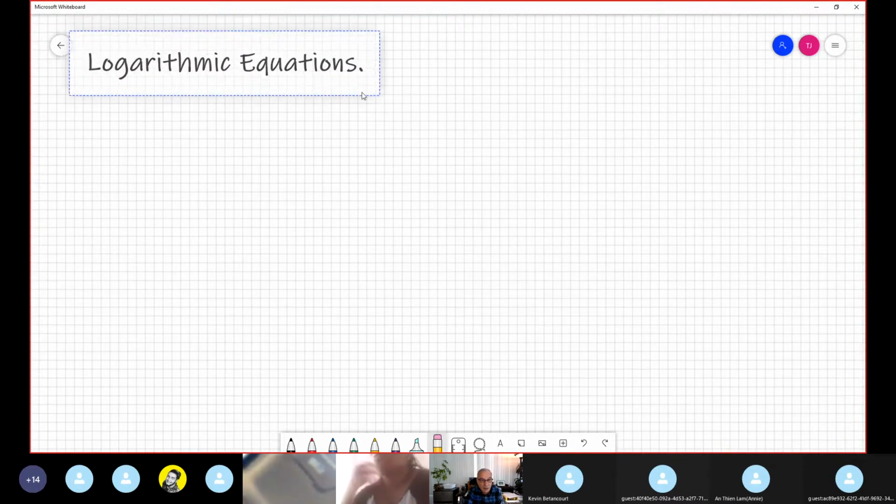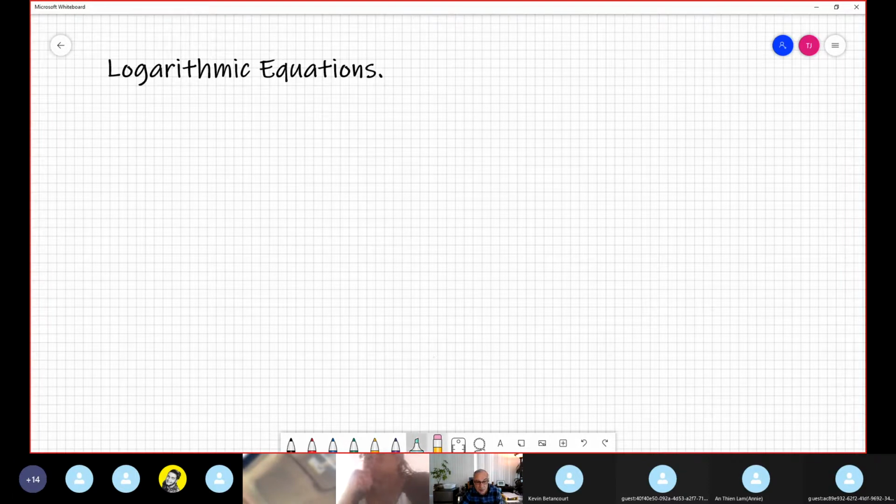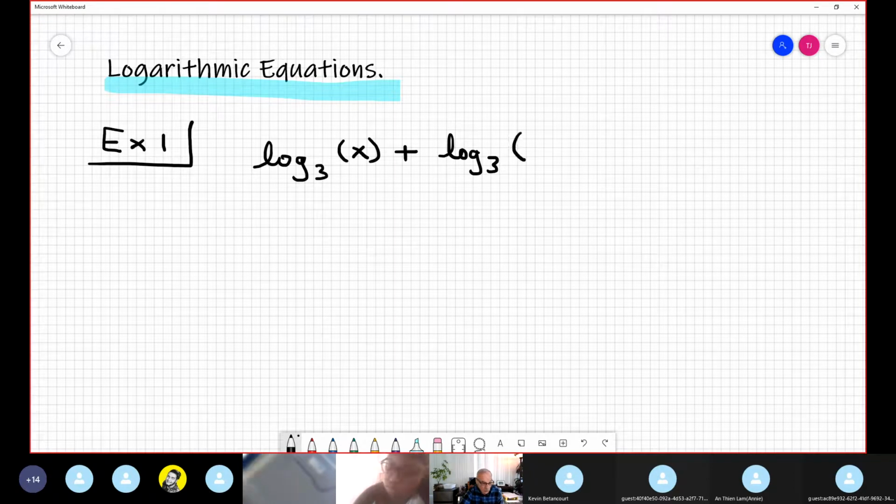I enlarge it a little bit and highlight it because it's important. Okay, logarithmic equation. Let me start with one elementary example. Example 1. The logarithm base 3 of x plus the logarithm base 3 again of x minus 24 is equal to 4.